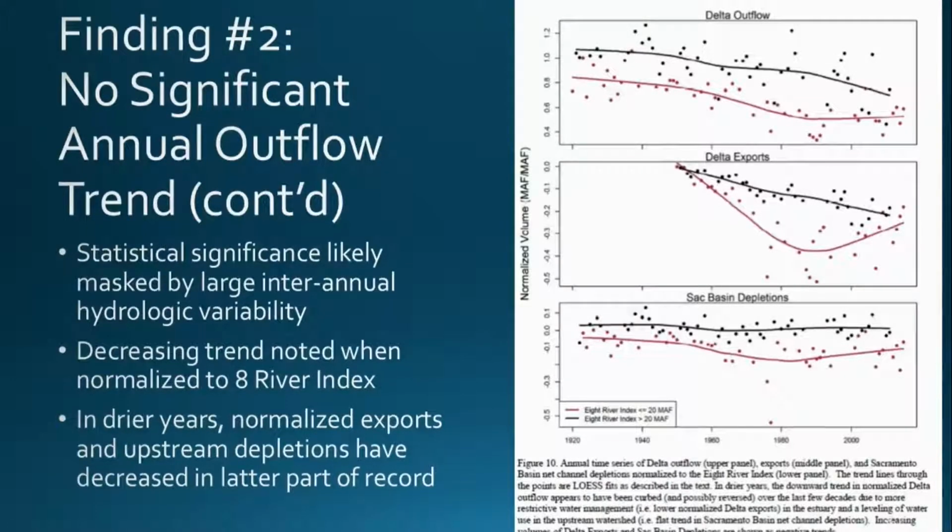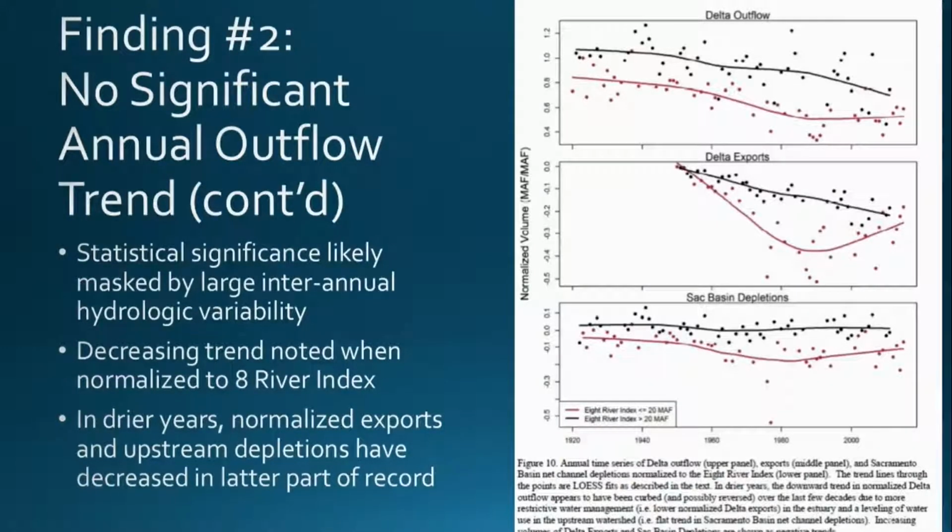And I think the simple explanation for that is that right around the 80s is when the State Board regulations came into place, D1485 and D1641. So we're really putting a floor on the minimum outflows that are going on, and that would have been regulating outflow. So that's really put a floor on the delta outflow.